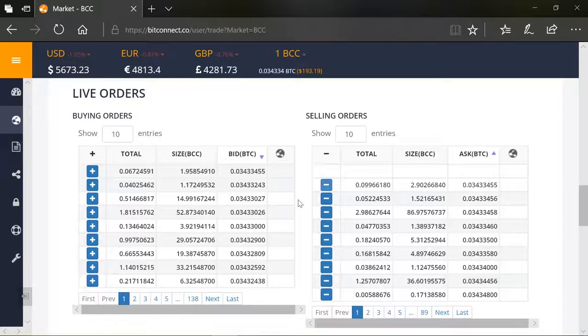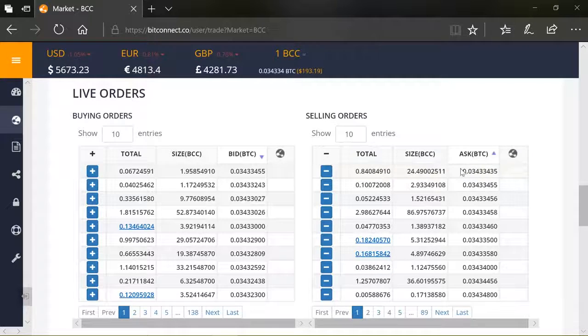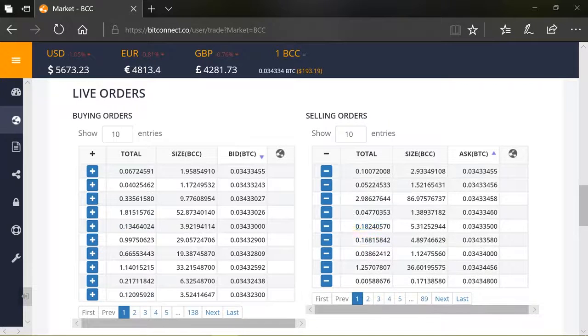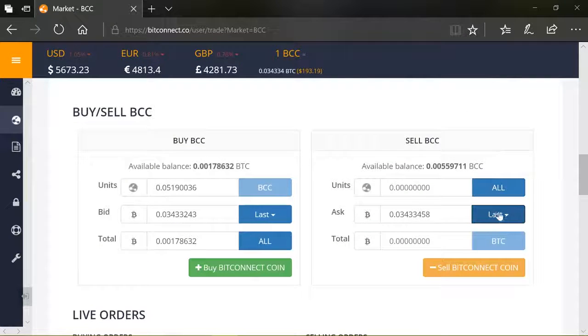Okay? And then it's the opposite on the right hand side. On the selling orders, you'll have the lowest first. Say for instance I wanted to sell some Bitconnect coin for Bitcoin. What I'm going to do is I can either take the latest, which is this figure up here. This figure always at the top is the latest figure. So this latest figure, if you select that in this box here as the last figure, if we highlight and then go last, it will populate this area here with the very latest figure.